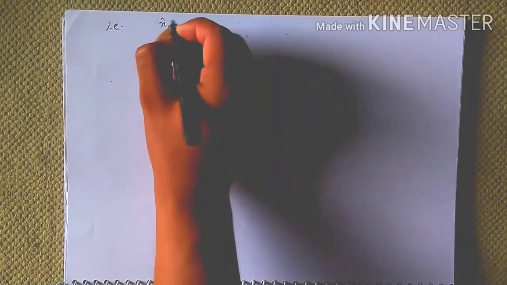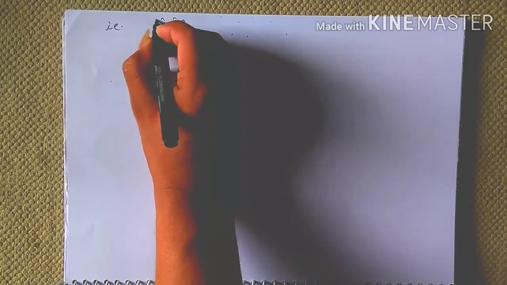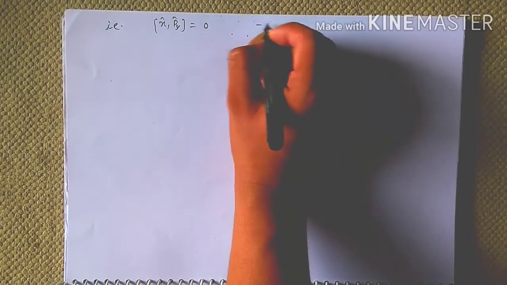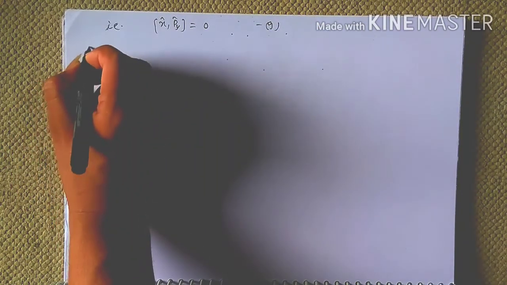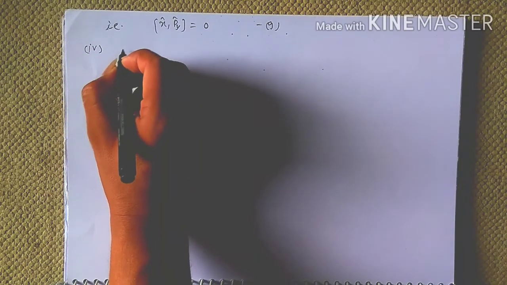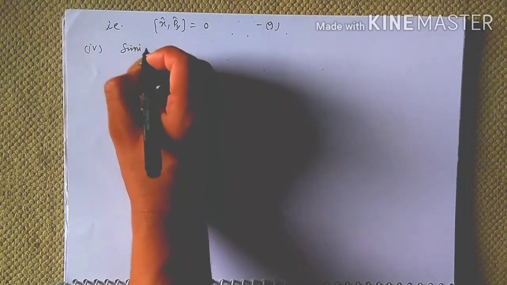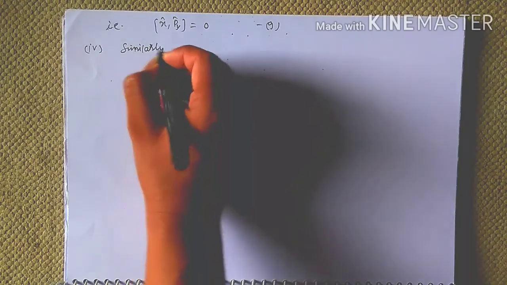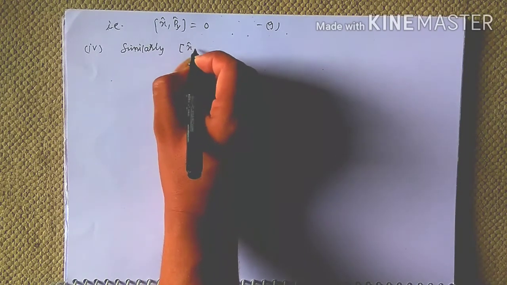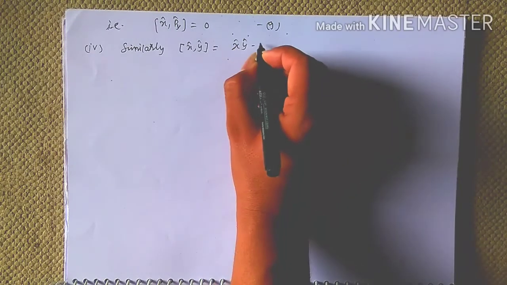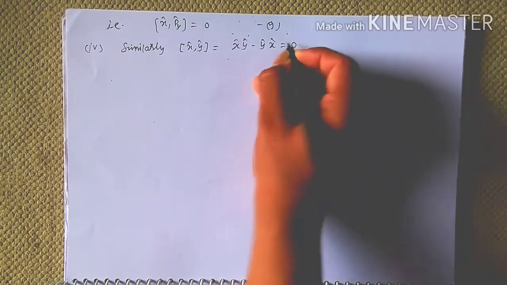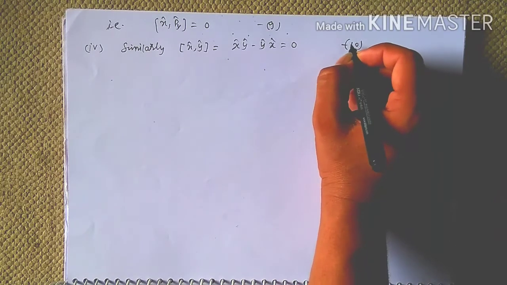So commutator of x̂ and p̂y is equal to 0. Equation 9. Now fourth, similarly, commutator of x̂ and ŷ is equal to x̂ ŷ minus ŷ x̂, which is equal to 0. This is equation 10.